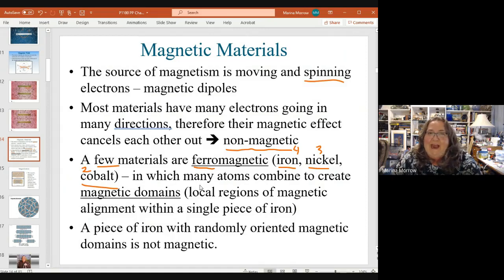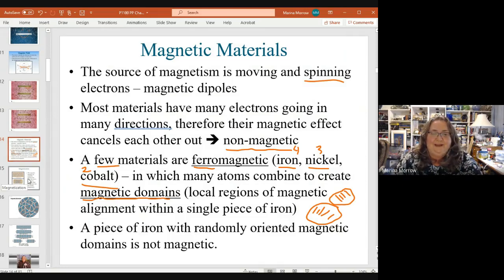Now, each atom has a little magnetic field, and the atoms will line up with each other in what's called a magnetic domain, which is a region of magnetic alignment where those atoms all have their little magnetic poles lined up the same direction. But then there's another domain nearby where they line up in a different direction. So you can still have lots of domains, but the material might still not be magnetic to the outside world.